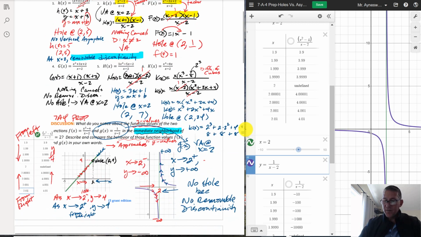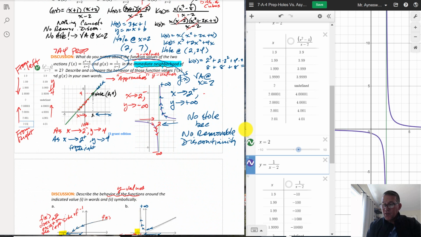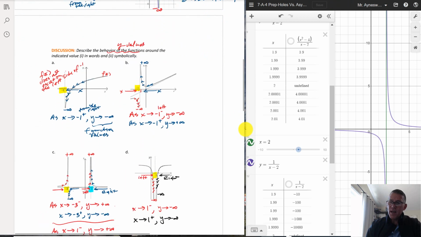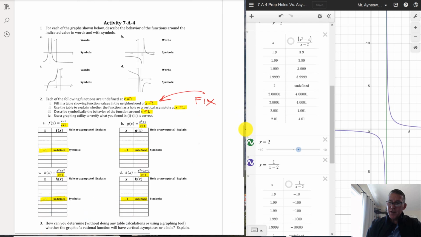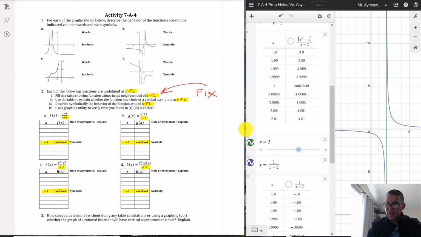And then of course you can use a table of values to also see what's going on, as I showed you. So you can duplicate a graph, convert it to a table, and enter the values in. You need to be skilled at that too, because activity 784 has you do that. So in 784, first thing is you have to fix these values here. These should be -1s. So change that to number 2.